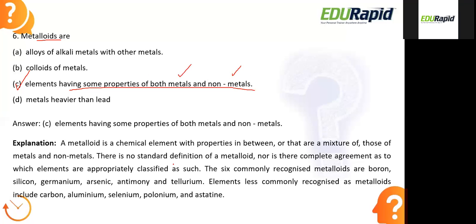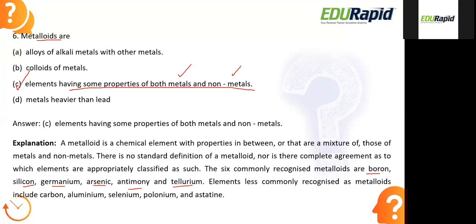The most commonly recognized metalloids are boron, which has the properties of both metals and non-metals, silicon, germanium, arsenic, antimony, and tellurium. All these are most commonly recognized.